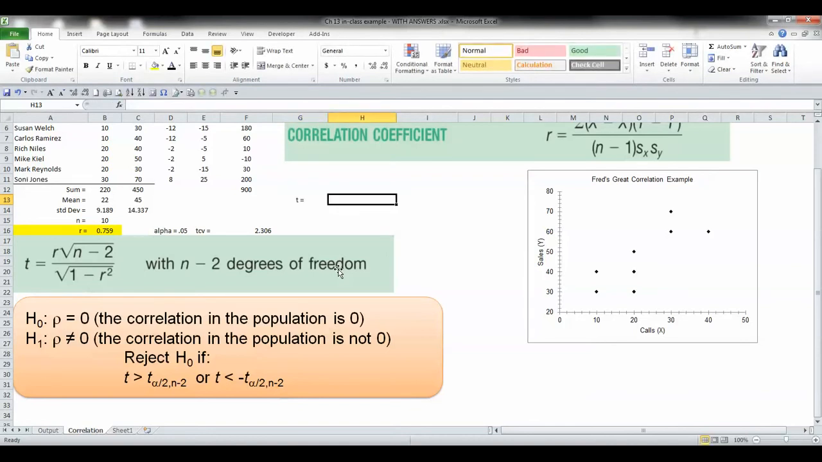So our t value is equal to our r value, which is 0.759, times the square root of n minus 2, divided by, and I closed out the parentheses so that it would be surrounding my numerator, divided by the square root of 1 minus r squared, which is 0.759 times 0.759.